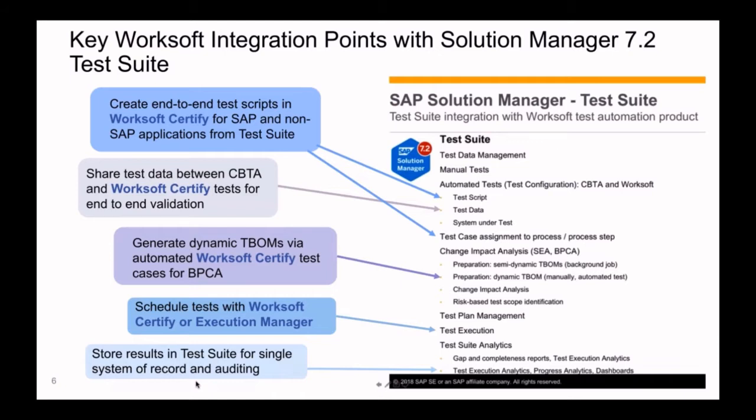In the life cycle, you take your test cases and assign them to a process and a process step, so you understand these tests are associated with a larger business process. When you run your change impact or BPCA, one thing you need to do to create dynamic TBOMs is run or exercise those transactions or that business process as defined in the test suite with an automated or manual test. So we can run our certified automated tests in the test suite to exercise the documented business processes so Change Analyzer can do its job.